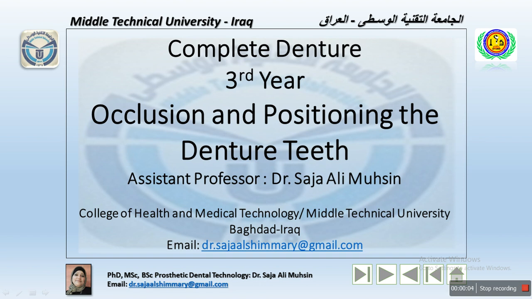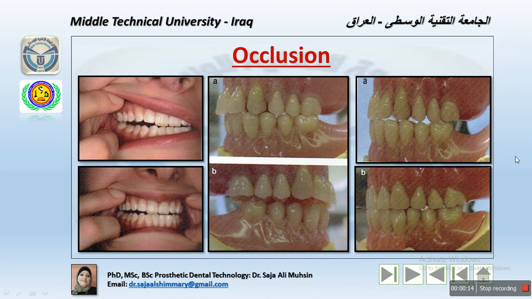The lecture for today, students, is about occlusion and positioning the denture teeth. Occlusion. The occlusal schemes provided for complete dentures differ significantly from those found in most natural dentitions. The dentate occlusion is often canine guided or demonstrates group function.